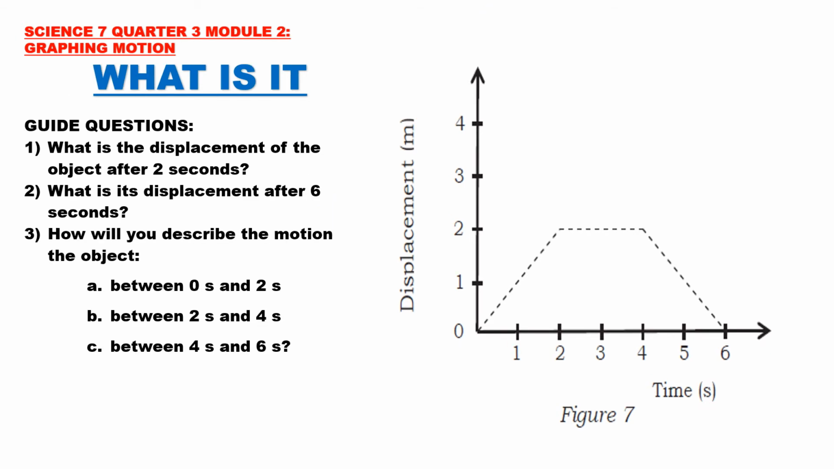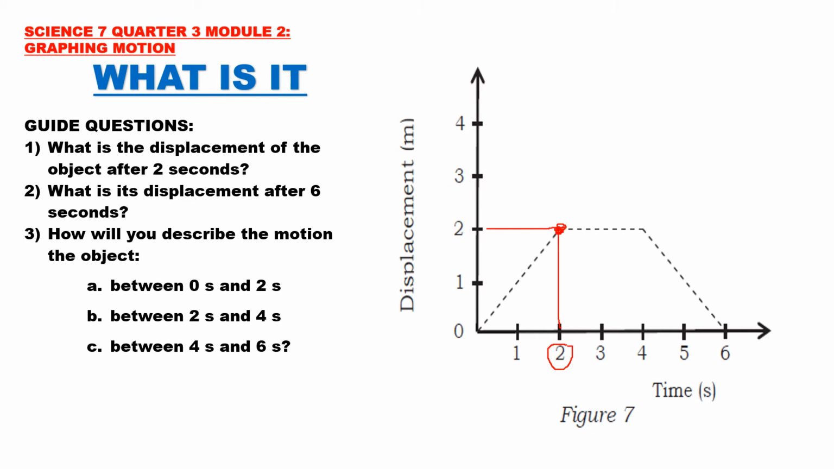So, let's answer the guide question. What is the displacement of the object after 2 seconds? So, nasa ng 2 seconds? Ito. So, ano daw ang displacement ng object after 2 seconds? So, kung titingnan natin ang graph, after 2 seconds, the object's displacement is 2 meters. Yan. 2 meters ang kanyang displacement.